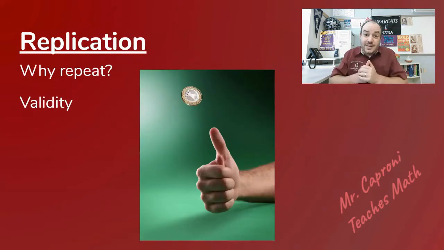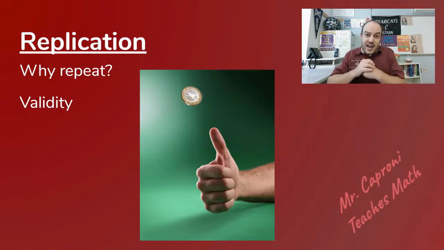The last key element is replication. And the reason why is this: that's how you decide how valid something is, to know if they're telling the truth or not. If I'm able to do something once, it doesn't necessarily mean that it will happen every time. It could just be luck.